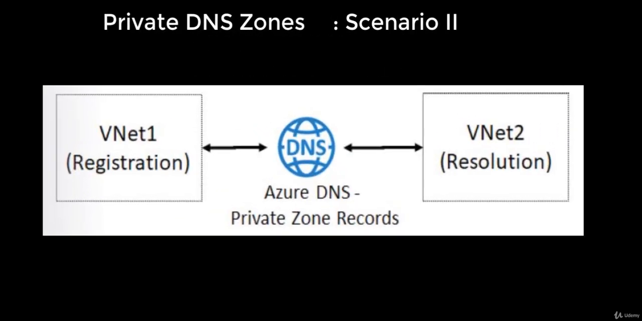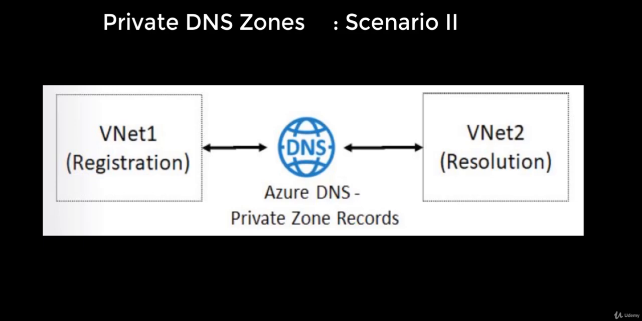The second scenario is where you would need name resolution across multiple virtual networks. And this is probably the most common usage for DNS private zones. The picture that you see here is a simple version of this scenario where there are only two virtual networks, VNet 1 and VNet 2. VNet 1 is designated as a registration virtual network, and VNet 2 is designated as a resolution virtual network.